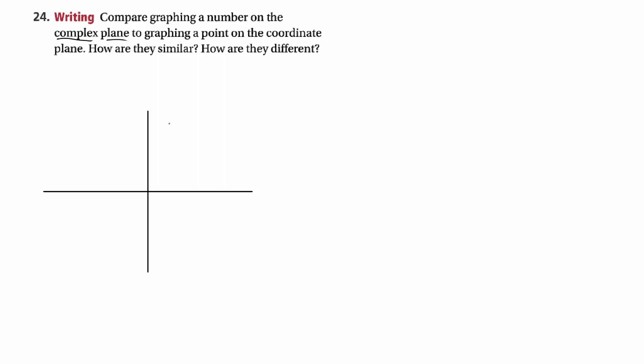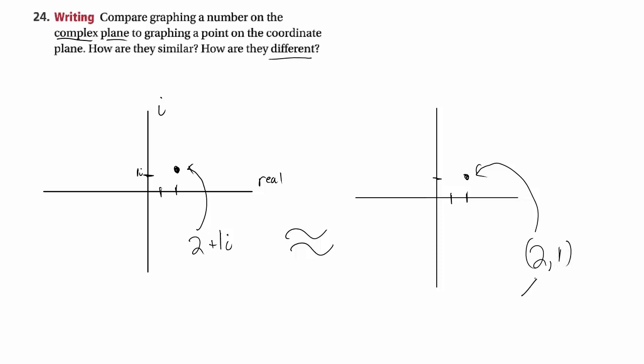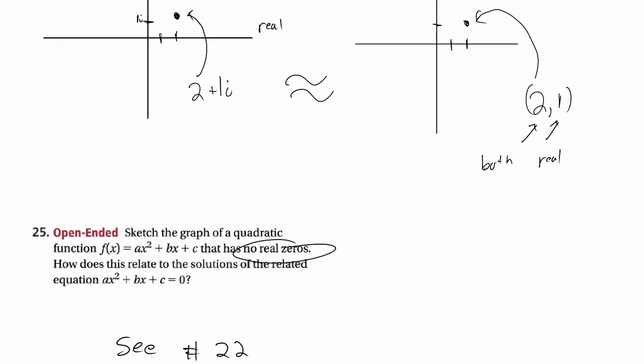For 24, we're relating graphing a number on a complex plane to graphing on a coordinate plane. On a complex plane, there's a real and an imaginary axis. The way that relates similarly to a coordinate plane is that you have an x and a y-axis. The difference is that the x and y-axis are both real numbers. It's just two-dimensional. A complex number is not exactly two-dimensional in that way because the i part is imaginary, so it's a complex number.